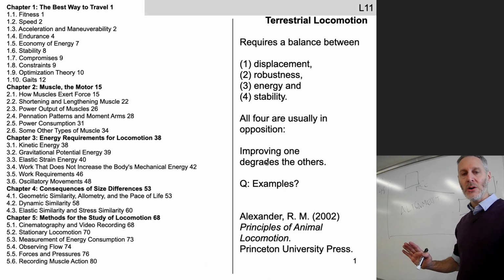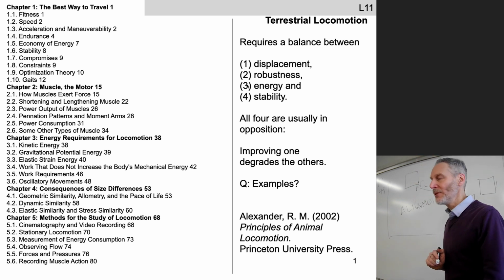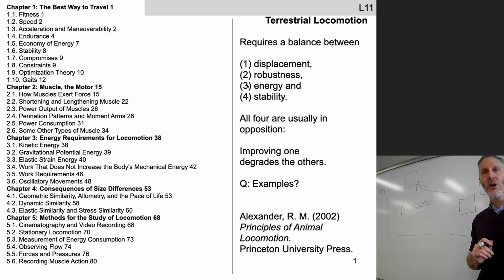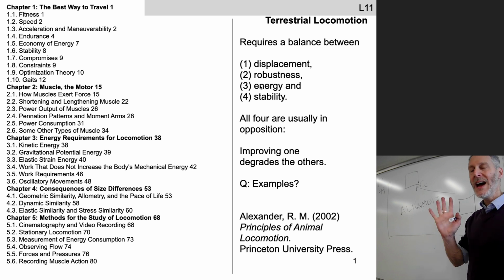Okay. He goes through the energy requirements of locomotion, size differences, and as he starts to pave the way towards animal locomotion, he points out very quickly that any organism that has to solve the problem of locomotion has to strike a balance between at least four antagonistic desiderata. Desiderata meaning you want these things. You want all four of these things.